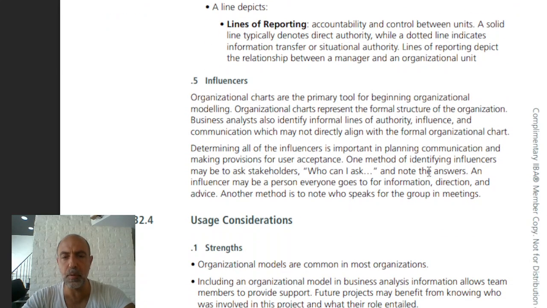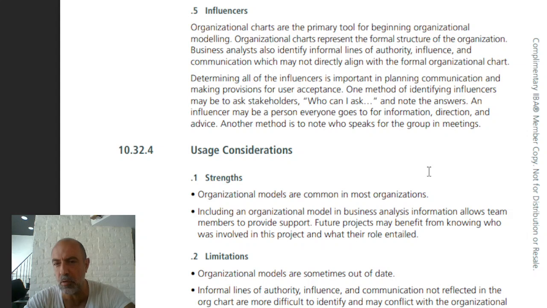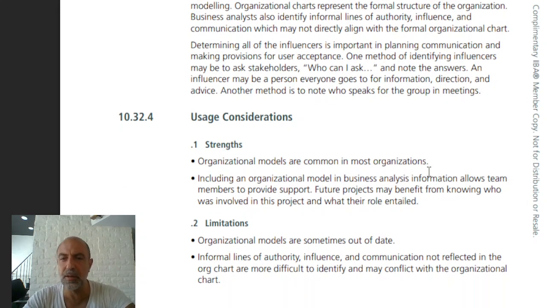All right. Influencers and organizational charts are the primary tool for beginning organization modeling. Organizational charts present the formal structure of the organization. Business analysts also identify informal lines of authority, influence, and communication which may not directly align with the formal organizational chart. Yeah. These influencers are sometimes just respectable figures that are smart enough to ask the good questions. I'd say they're probably senior in their field, not necessarily in management, because when somebody becomes an expert at something, they are able to develop expertise in everything else depending on their interest.